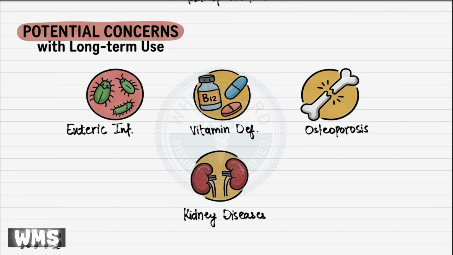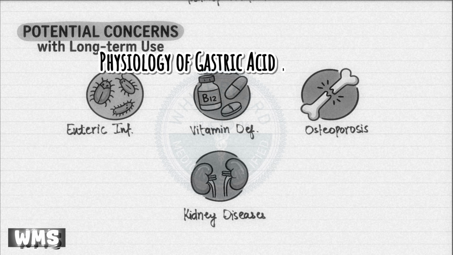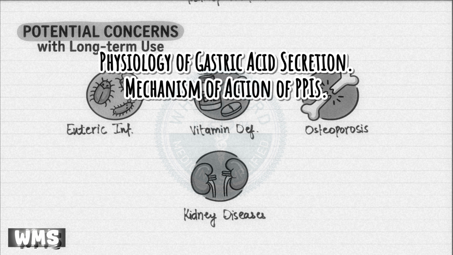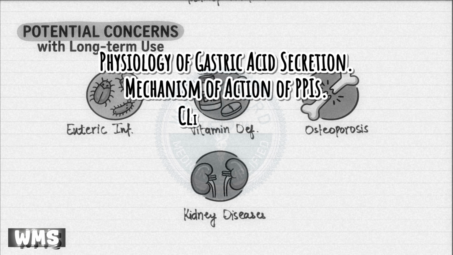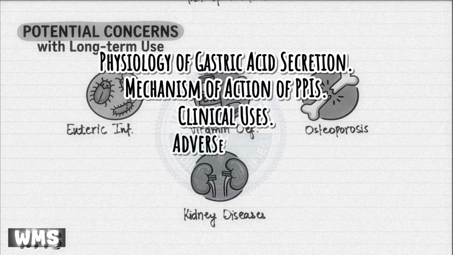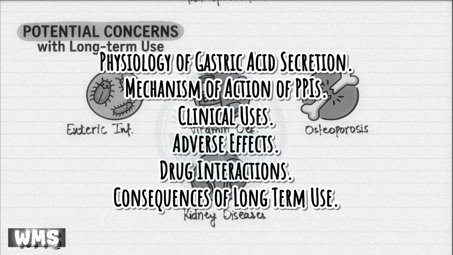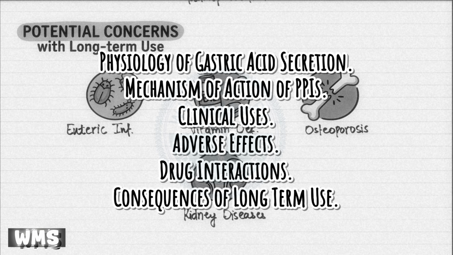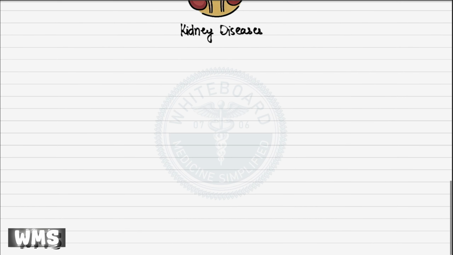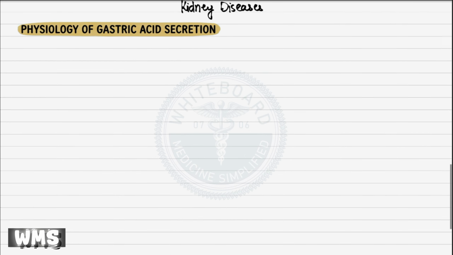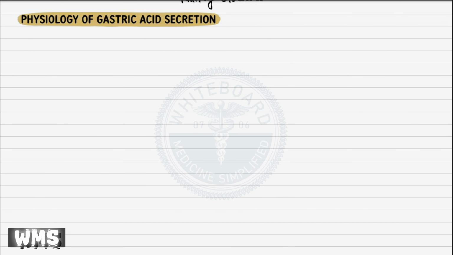Therefore, in this lecture, we will understand the physiology of gastric acid secretion, the mechanism of action of PPIs, their clinical uses, adverse effects, drug interactions, and the importance of rational long-term PPI use. Let's first begin by discussing the normal physiology of gastric acid secretion, because this foundation will naturally help us understand how PPIs work later on.